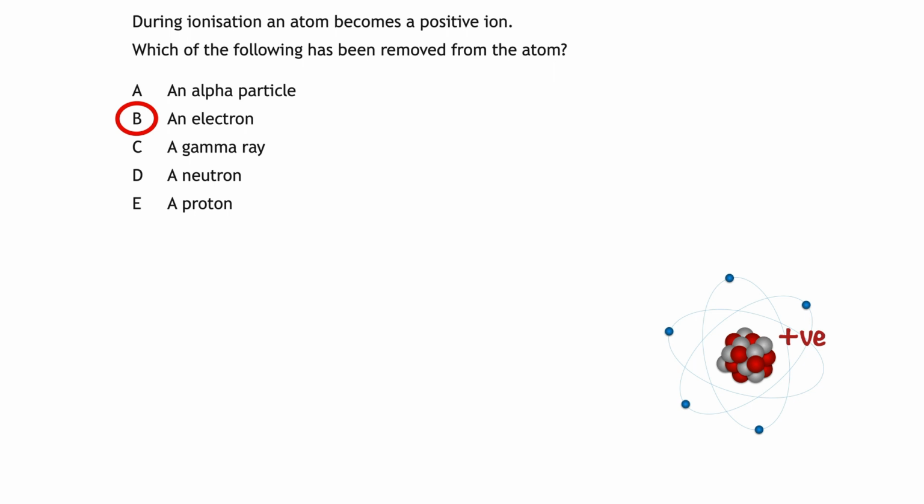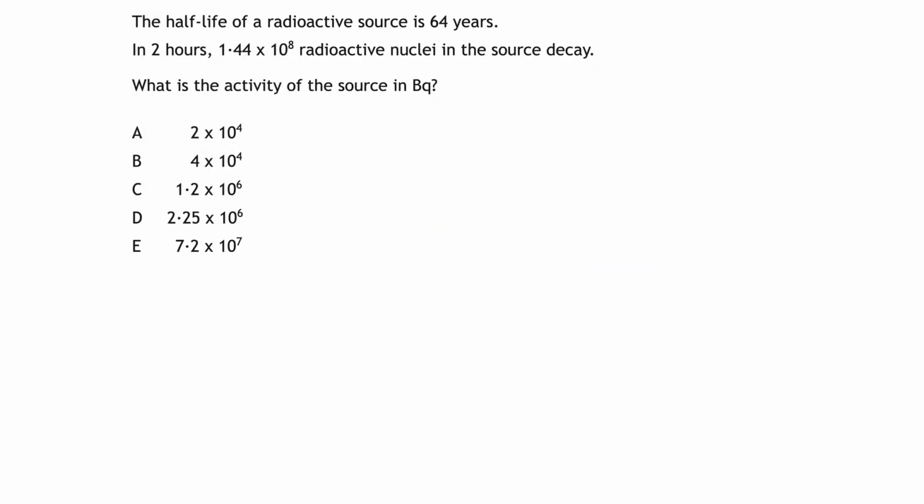And in case you didn't know it, the animation showed one way that ionisation can occur. Next up, a question about activity. The half-life of a radioactive source is 64 years. In 2 hours, 1.44 times 10 to the power of 8 radioactive nuclei in a source decay. What's the activity of the source in becquerels?